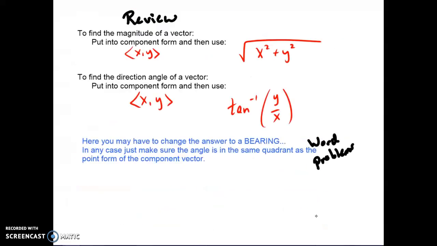All right, and recall to find the magnitude of a vector, once it's in component form, it is just the square root of x squared plus y squared, and the direction of the angle is the inverse tangent of y over x.